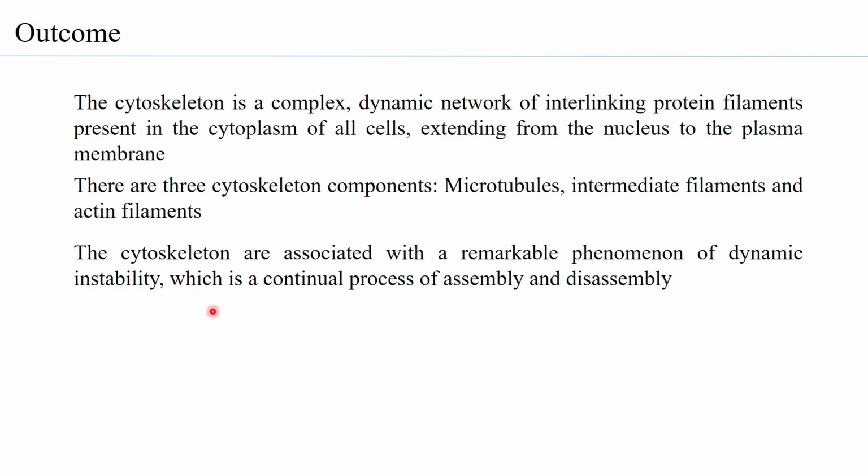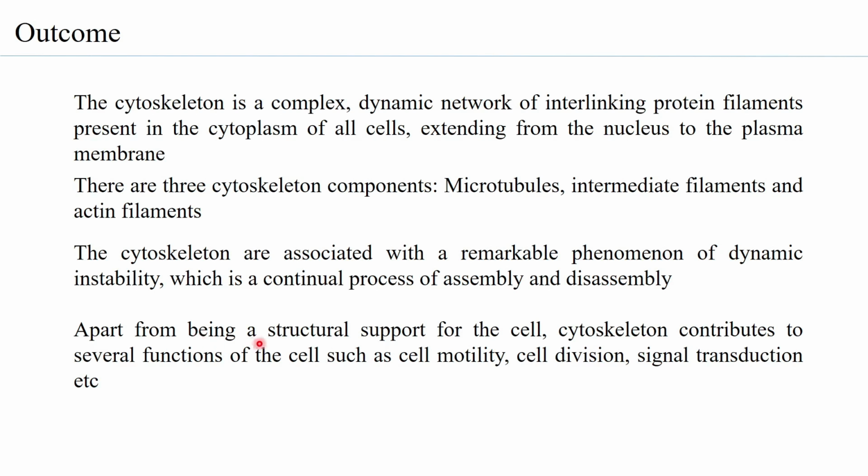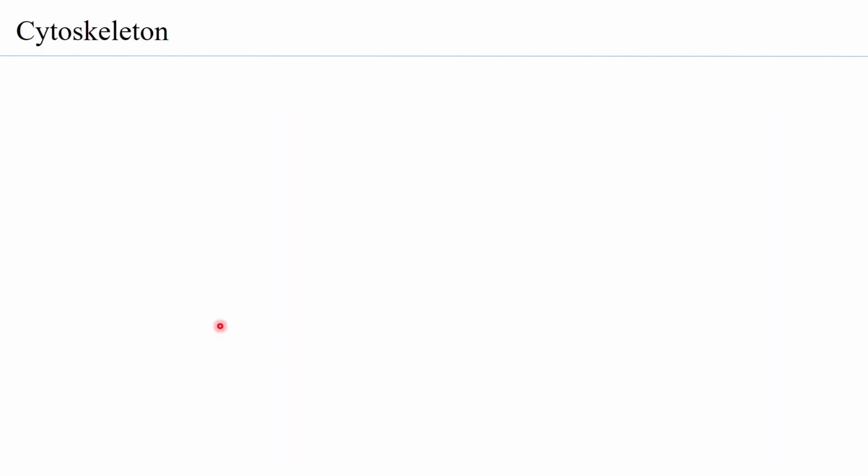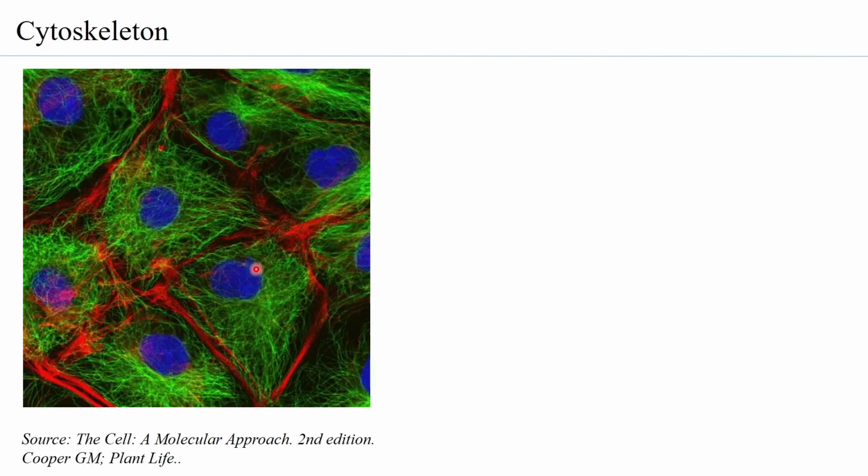That is, it has the capacity to assemble, and at the same time it also has the capacity to disassemble. So the assembly and the disassembly, or the polymerization and the depolymerization, of the cytoskeleton is something that is going on constantly within the cell, and that is what is understood by dynamic instability. Apart from being a structural support for the cell, the cytoskeleton contributes to several functions of the cell, such as cell motility, cell division, signal transduction, etc. So now let us look one by one at the different functions or aspects of the cytoskeleton.